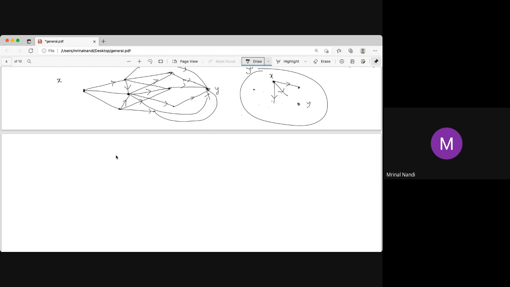Now today we start with the one-dimensional random walk in the general case.